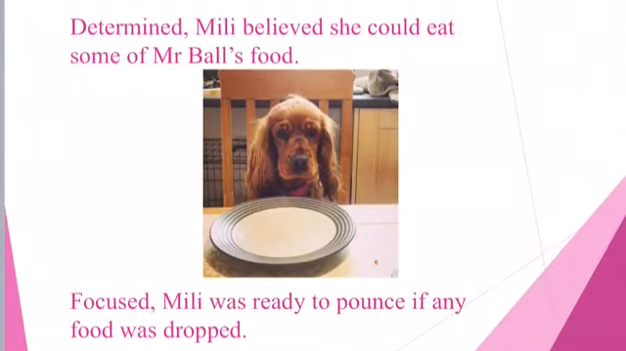So once again, a couple examples are on the screen for you. I've gone for, determined, Millie believed she could eat some of Mr. Bull's food, and, focused, Millie was ready to pounce if any food was dropped. So as you can see, I've included a word that ends in ED at the beginning of my sentence, and then left a comma in it before I then go on to add some extra information. It's a really important thing to remember when you're doing openers as well, is that you leave a comma after you've finished your opener.